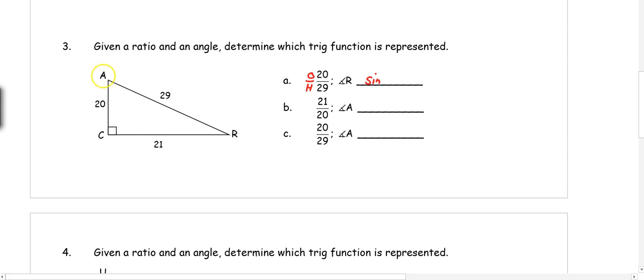In B, we are given angle A. We're given 21, which is the opposite side, and 20, which is the adjacent side. O over A then is our tangent function. And lastly, we're given angle A, and we're given 20, which is our adjacent side, and 29, which is the hypotenuse, which is our cosine function.